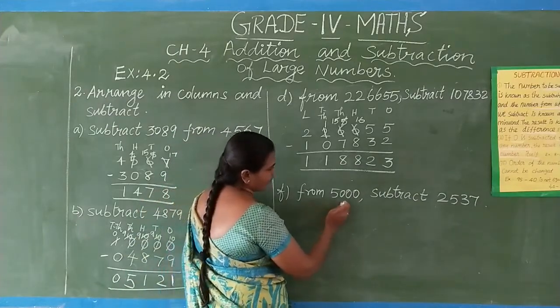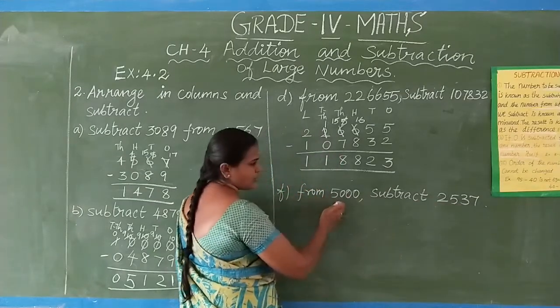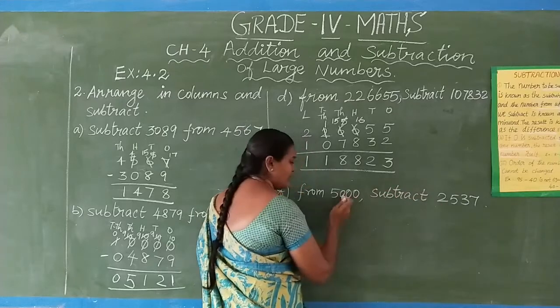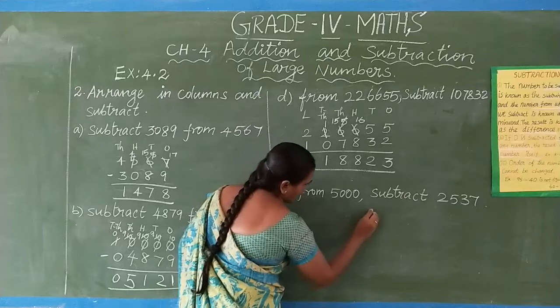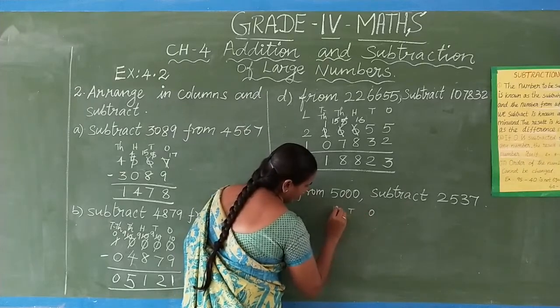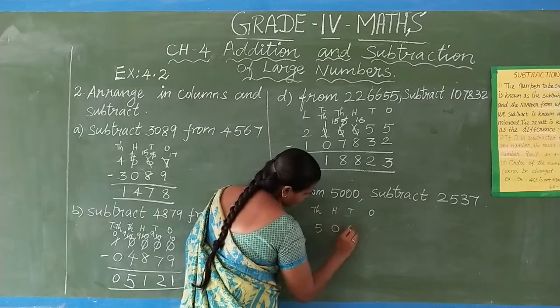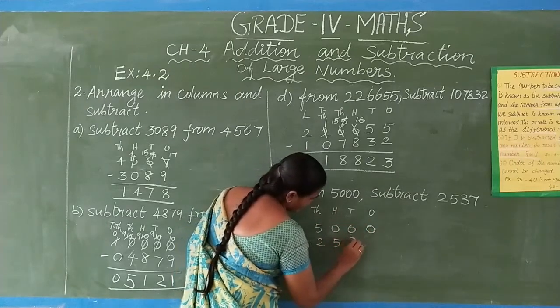Next one, F sum. From 5,000 subtract 2,537. From 5,000. So which one is the first? 5,000. Because of these two numbers, this one will be the big number, and from coming means from after that only comes, the first. So ones, tens, hundreds, thousands. So 5,000. Here 2,537.